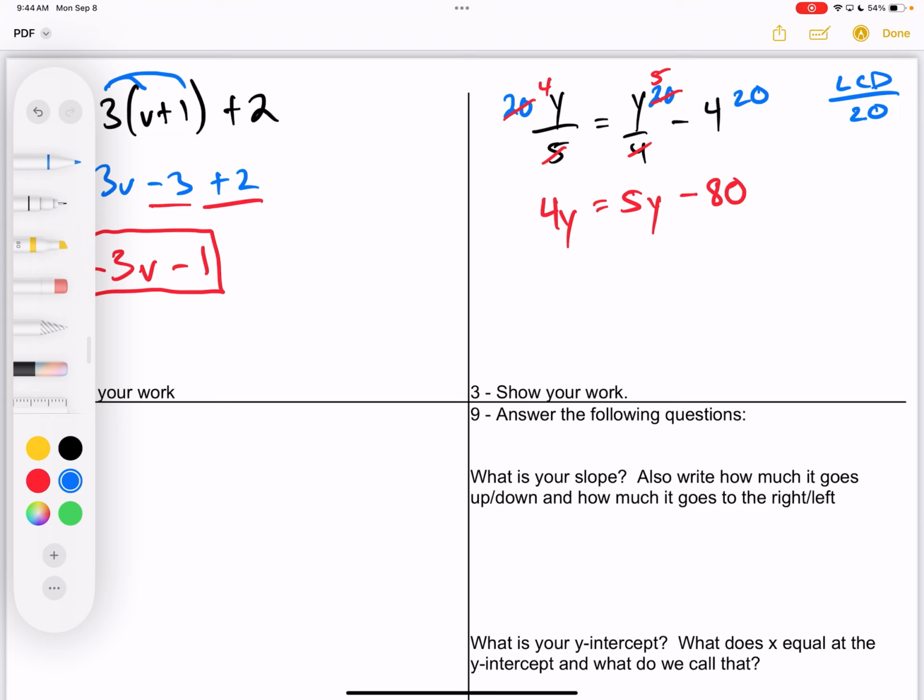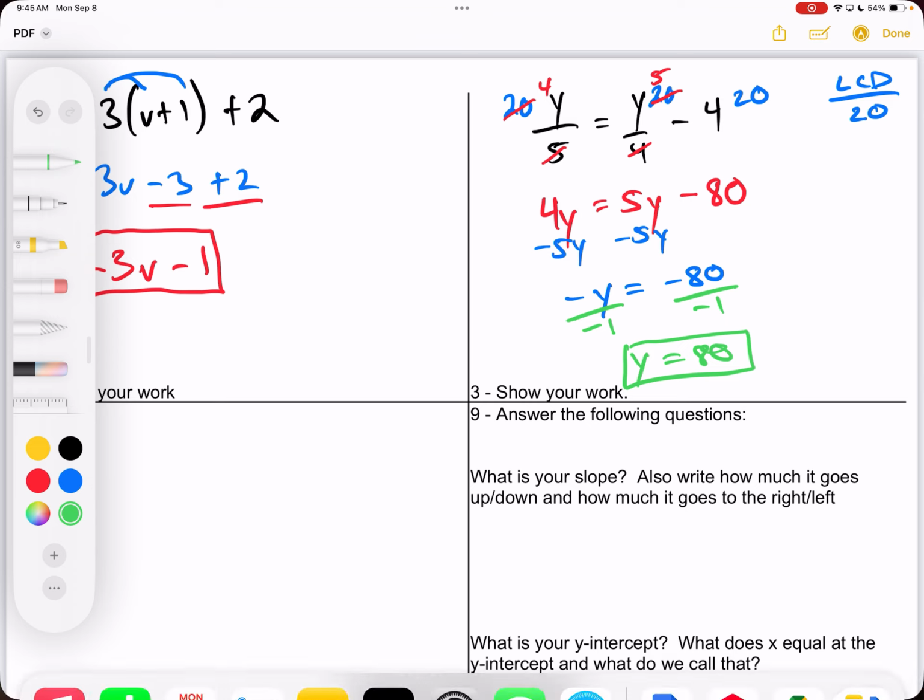So now we have 2 y's. We want to combine our y's by subtracting 5y over. So I have negative y equals negative 80. And then to get y completely by itself, because you don't want the negative there, we divide by negative 1. So y equals 80. So multiply everything in there by the LCD, and it'll make the fractions go away and make it easier.